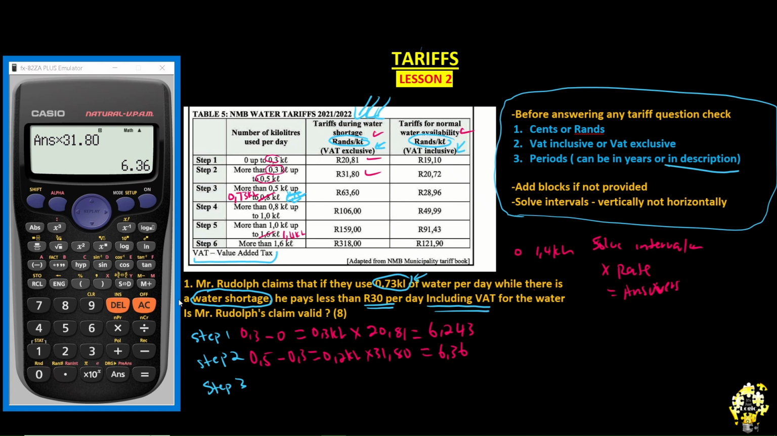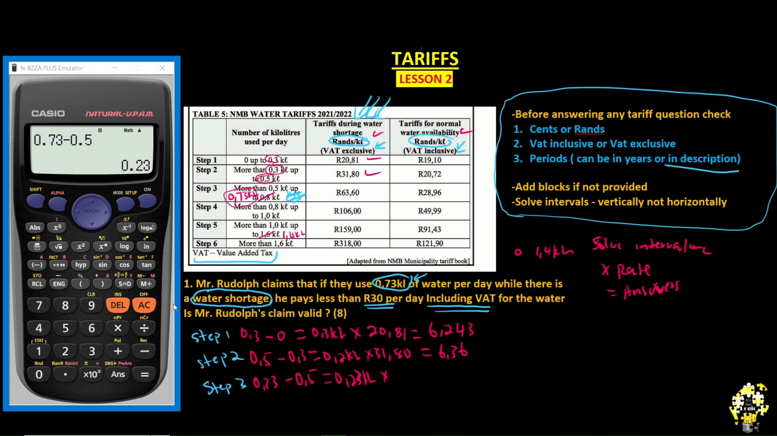Let's go to step number 3. We are not saying 0.8. No, we have cancelled that. Our bigger interval now is 0.73. So it's going to be 0.73 subtracting a 0.5, which is up there. What do we get? We get a 0.23 kiloliters.